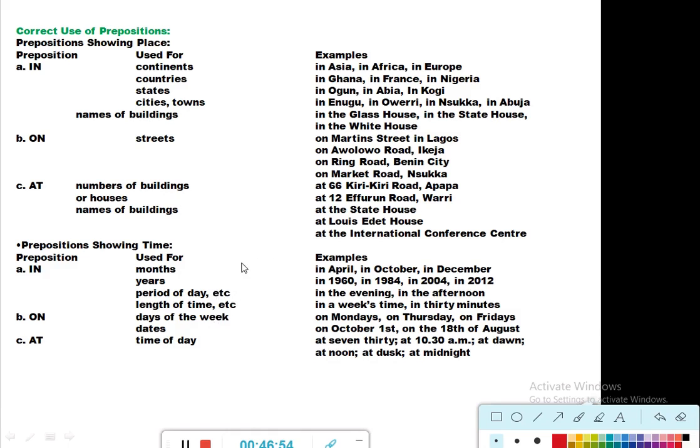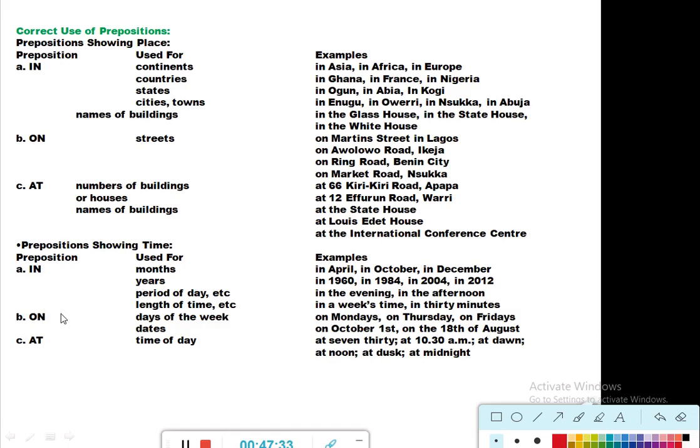Now we can use it for to talk about months: in April, in October, in December. All right, when are they getting married? In October or in December. Then we can talk about years: in 1960, in 1984, in 2004, in 2012. We can use it to talk about the period of the day, in the evening, in the afternoon, or to talk about the length of time, in a week's time, in 30 minutes.